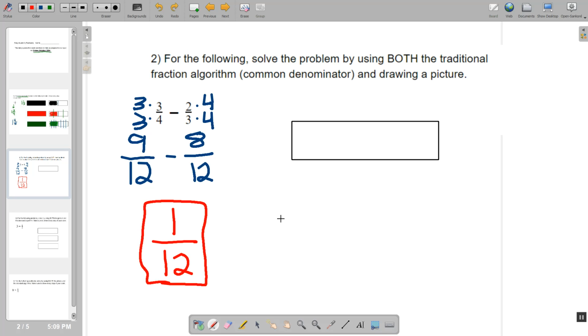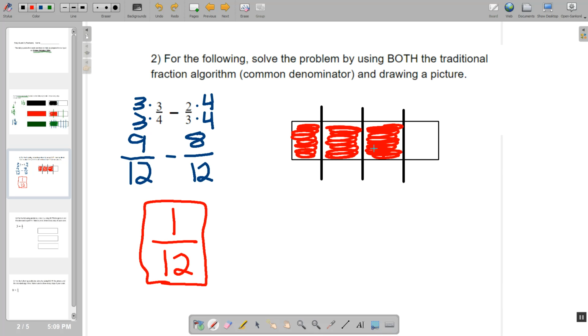So we are done. Now we have to draw the picture to match. Since we're doing subtraction, we draw the first fraction, which is going to be 9/12. So I'm going to start with 3/4 right here. So there's 1/4, 2/4, and 3/4. And I have to change 3/4 into 9/12 by cutting every box into 3 equal parts, because that's what we multiplied the numerator and denominator by.